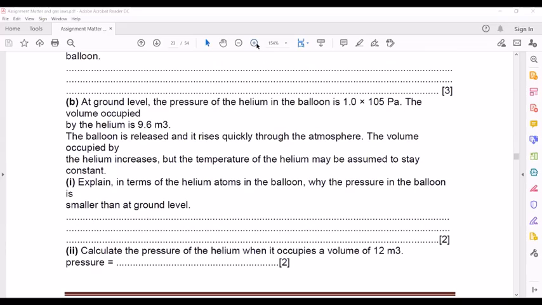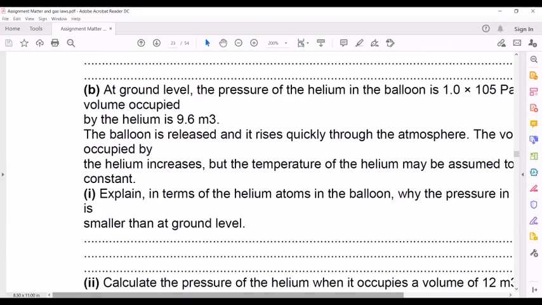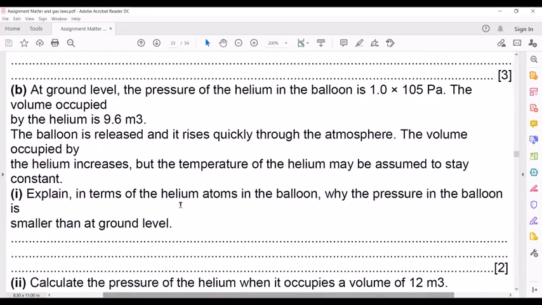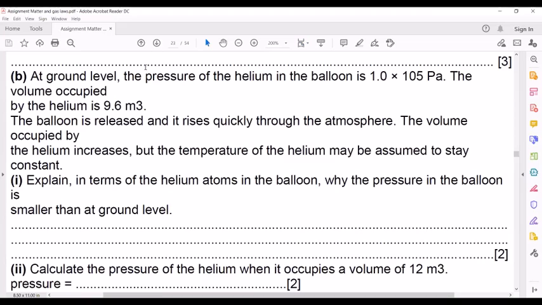Okay, another question related to Boyle's law. At ground level, the pressure of the helium in the balloon is 1 exponent 5. This is not 105, this means the power exponent. So it is 1 into 10 to the power 5 Pascal at the ground level. And it is true because that's called the atmospheric pressure, which is 100,000 Pascal.